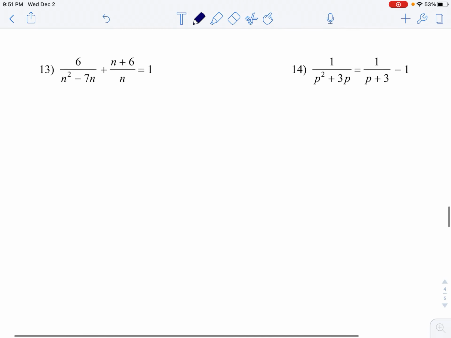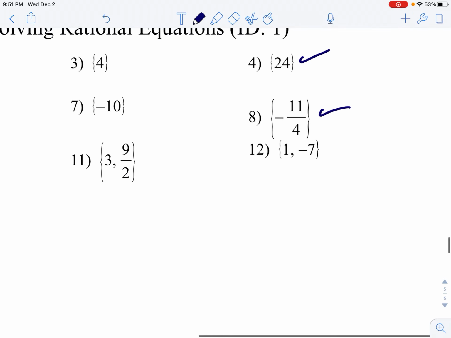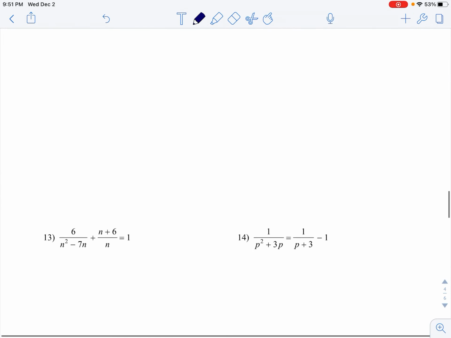And I got to peek at the answer before I started. I think that was right. Yep. Next problem is going to have 2 answers. How can that happen? Let's look at number 12.